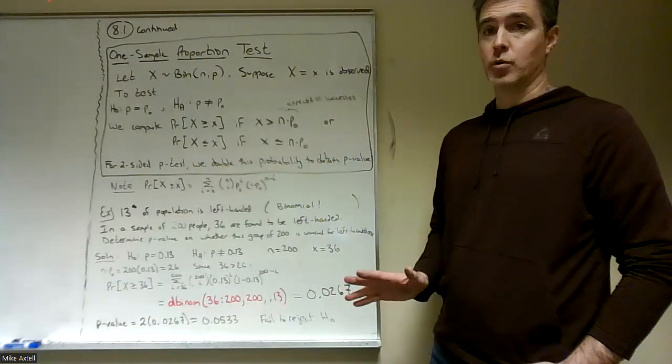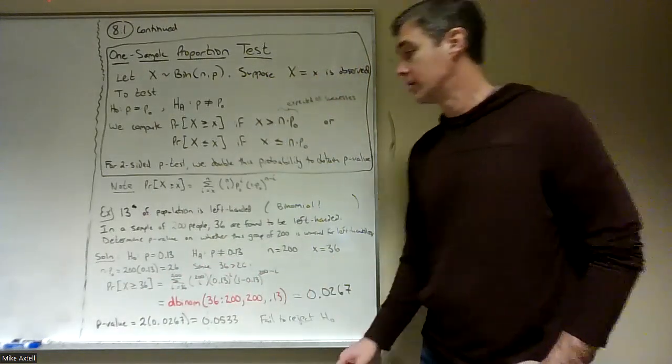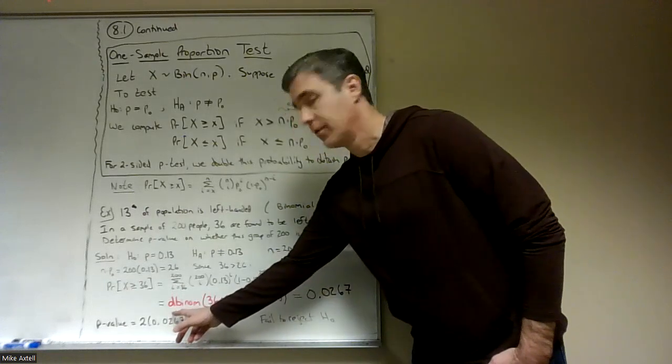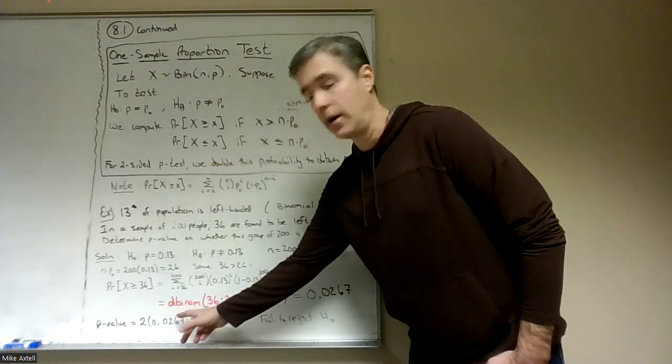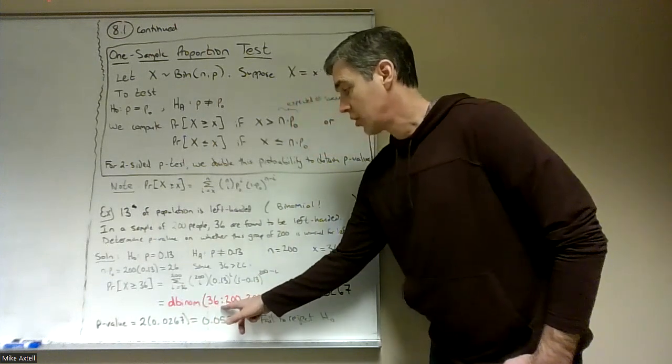Now, that's way too much work, so I'm going to hand it off to R. And in red is the R command: dbinom, which somehow means sum it on up, dbinom 36 colon 200.